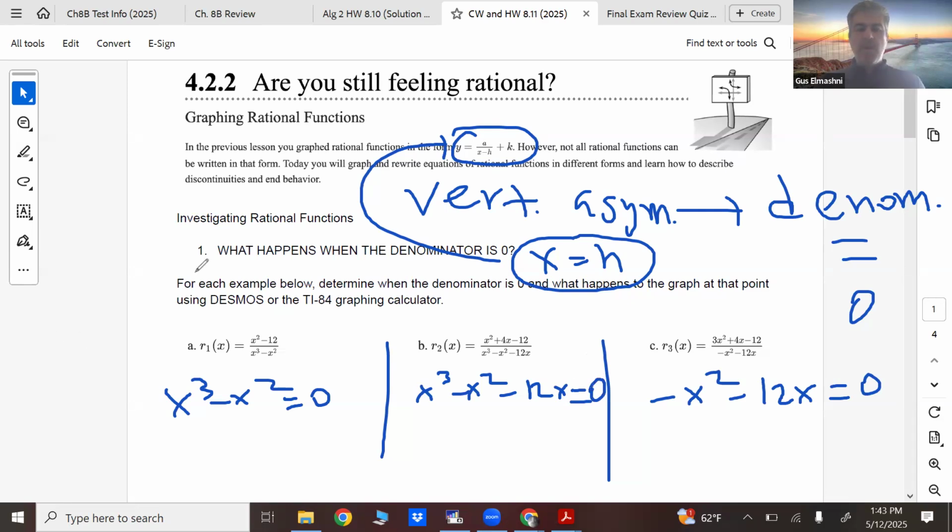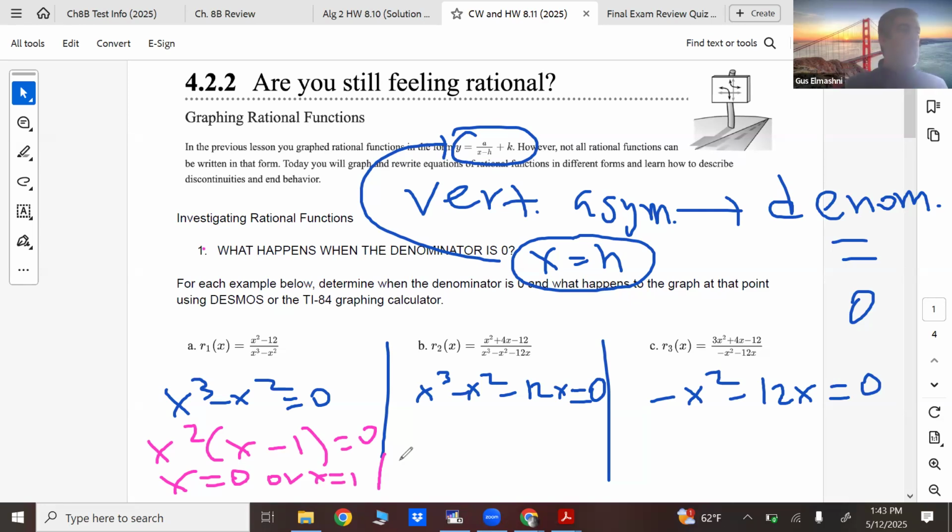So how would I solve part A? Take out an x squared. What's left behind when we take out x squared? x minus 1. What makes those 0? Either x is 0 or 1. That makes sense, because if you plug in 0 to the bottom, you get 0. 0 squared minus 0 cubed, or 0 cubed minus 0 squared, is 0.